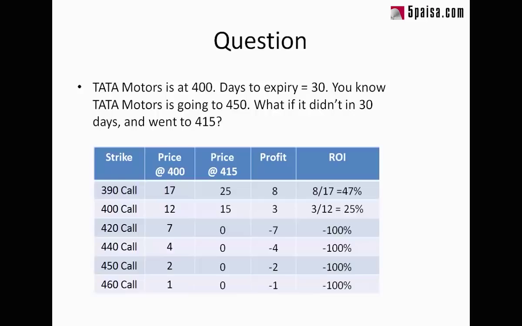Think about the possibility of putting in 1 rupee and making 12 rupees. So if you actually had, let's say, 10k and you're making a 12x return on 10k, you're actually making a lakh and 20,000, which is very, very exciting.